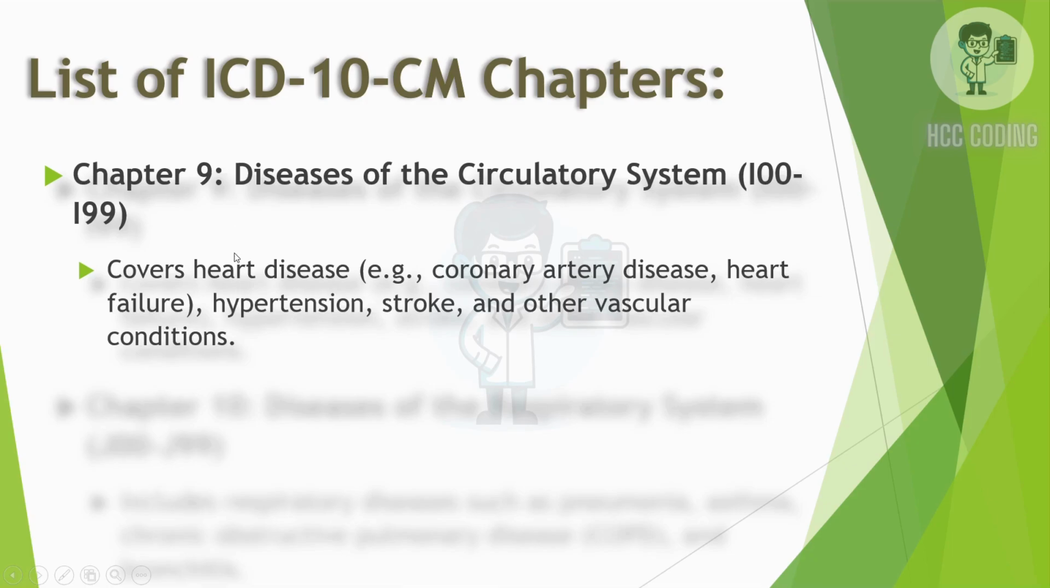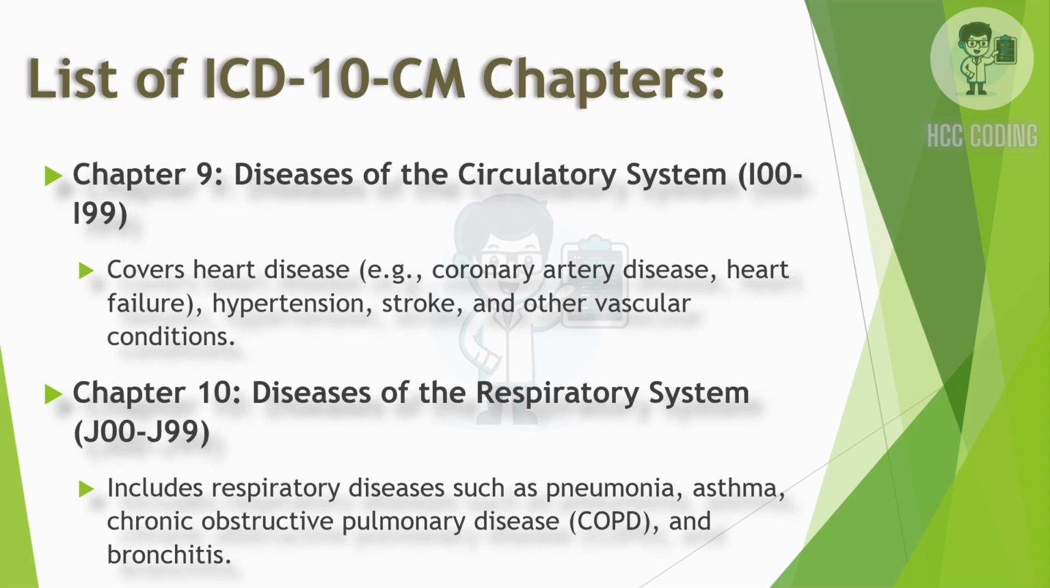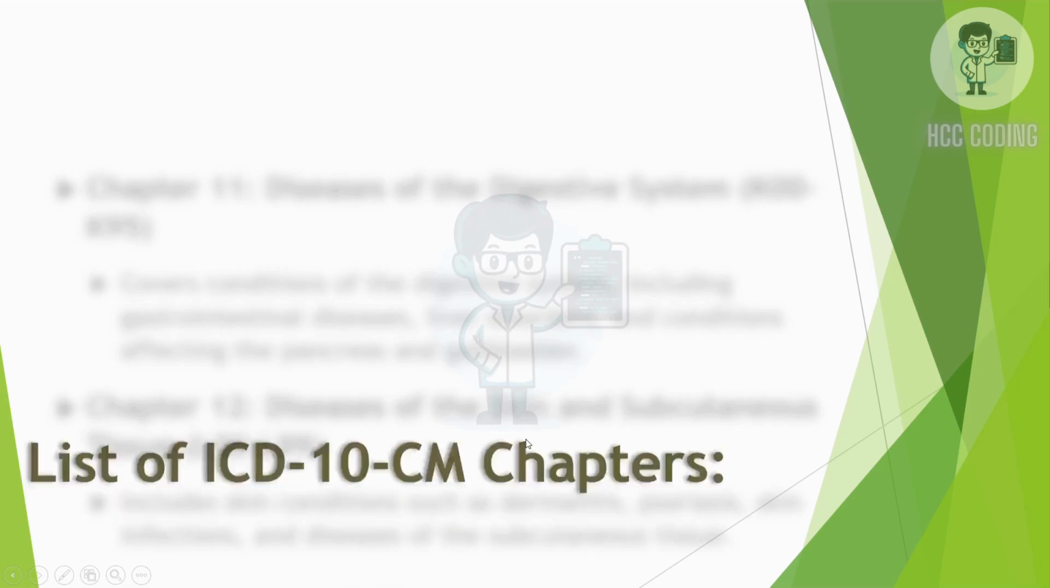This particular chapter includes major diseases like heart diseases, that might be coronary heart disease, heart failure, hypertension, stroke, or other vascular conditions. All different types of circulatory disorders are covered under chapter 9. And coming to chapter 10, this is of the respiratory system, where the codes start from the J00 category to J99. It includes respiratory diseases such as pneumonia, asthma, chronic obstructive pulmonary disease, and bronchitis. Different types of respiratory disorders are covered under chapter 10, diseases of the respiratory system.